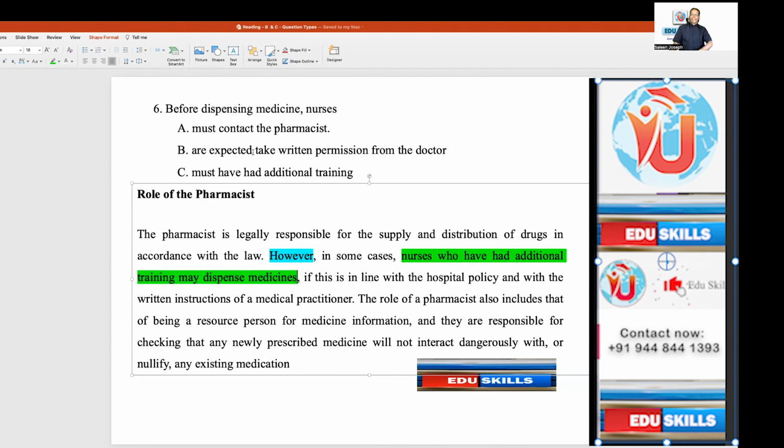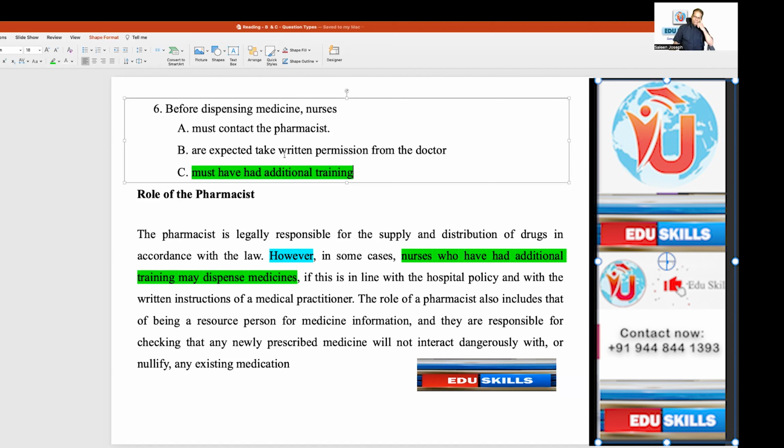Others who have opted for B, any arguments? No. This is in line with the hospital policy and with the written instruction of a medical practitioner. C is permission from the doctor. Written instruction of a medical practitioner. If this is in line with the hospital policy and with the written instructions of a medical practitioner. Before dispensing medicine, nurses are expected.